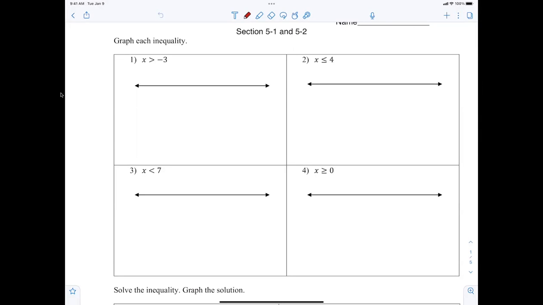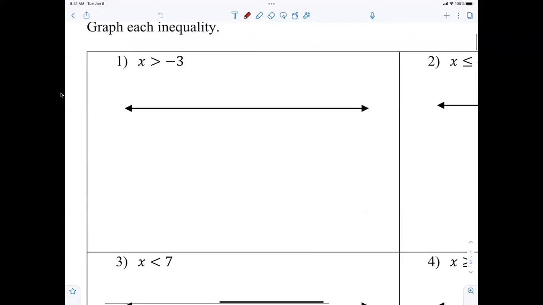All right. So for this, x is greater than -3. How I would like for you to graph this is: here is -3 on the number line. Here is +3 on the number line. You don't have to write everything. You just write the answer and the opposite.